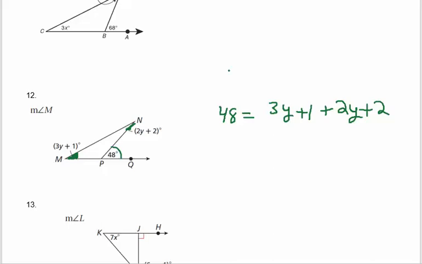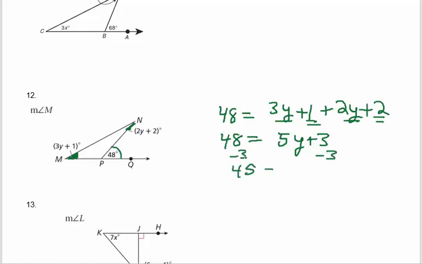So we're going to go ahead and solve this equation. Add your like terms on the right side here: 5y, and then we have a plus 1 plus 2, that's 3. And then continue solving until we find what y is equal to.